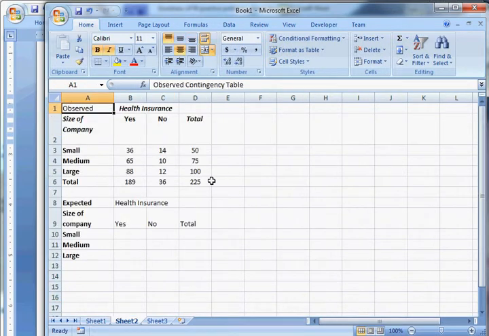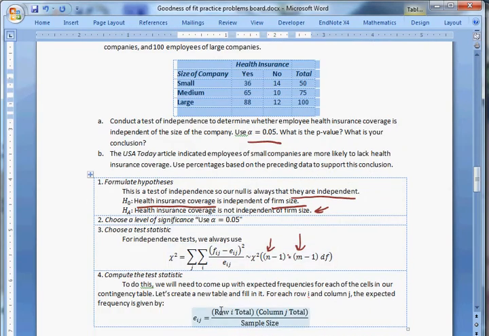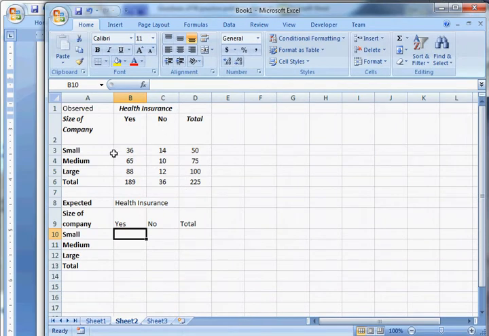Okay, now, if you remember, let's look back at this formula here. For row 1 and column 1, which is going to be E11, it's going to be the row 1 total times the column 1 total divided by the sample size. The row 1 total is 50, the column 1 total is 189, and the sample size is 225. So we can either do this as equals 50 times 189 divided by 225. That'll give us the right answer, 42.